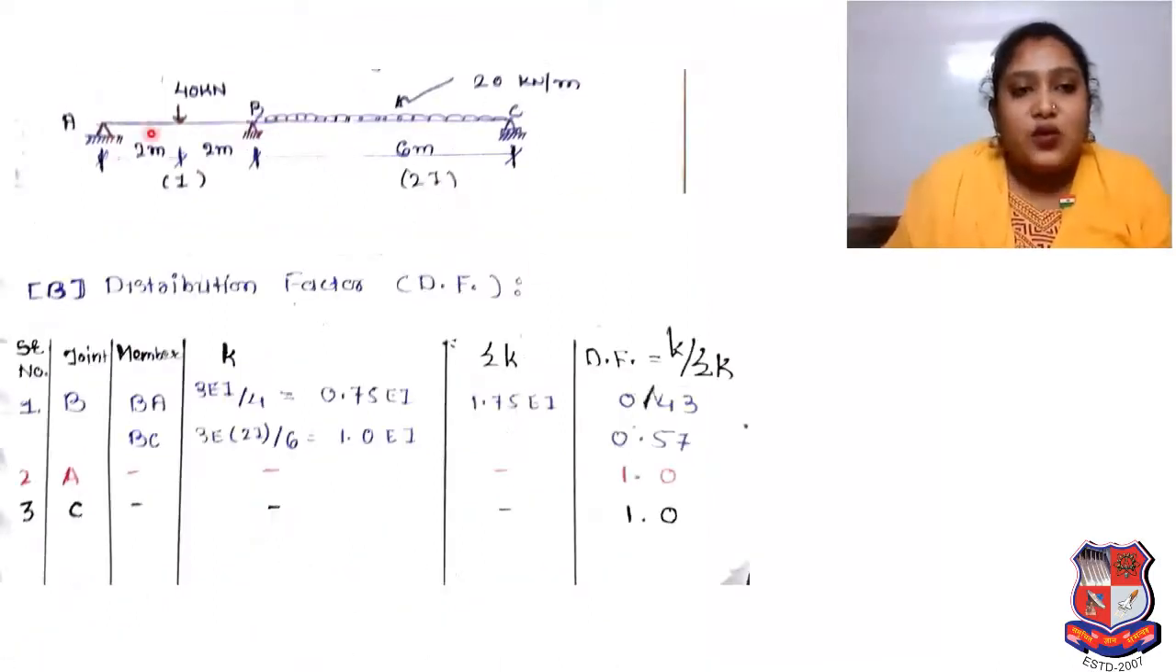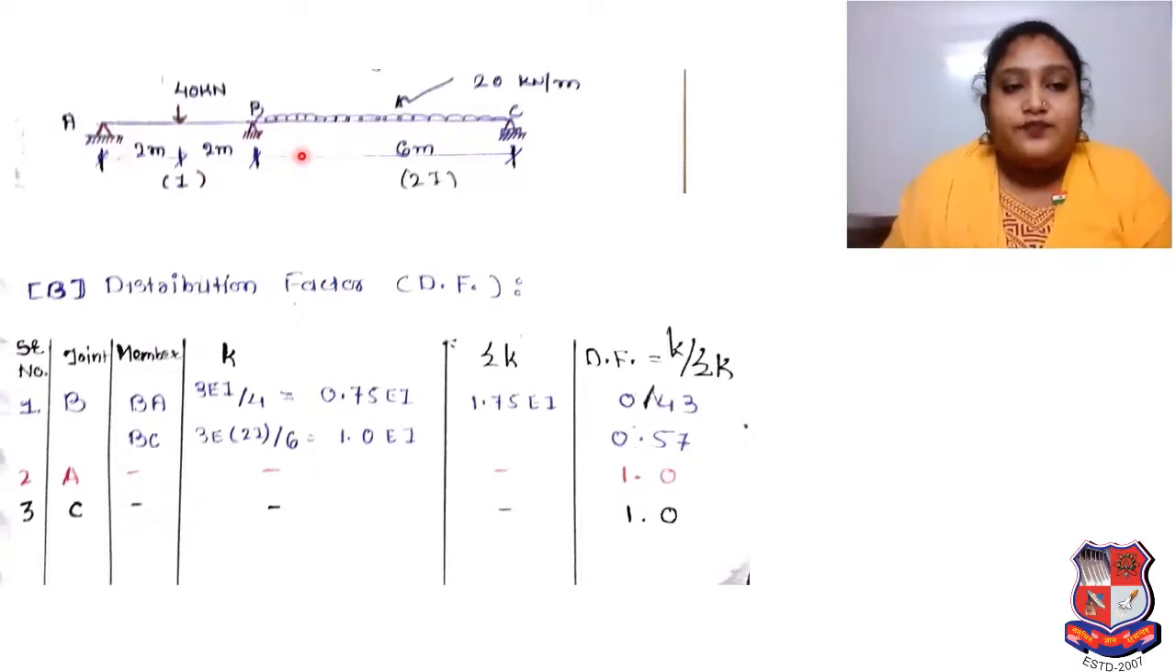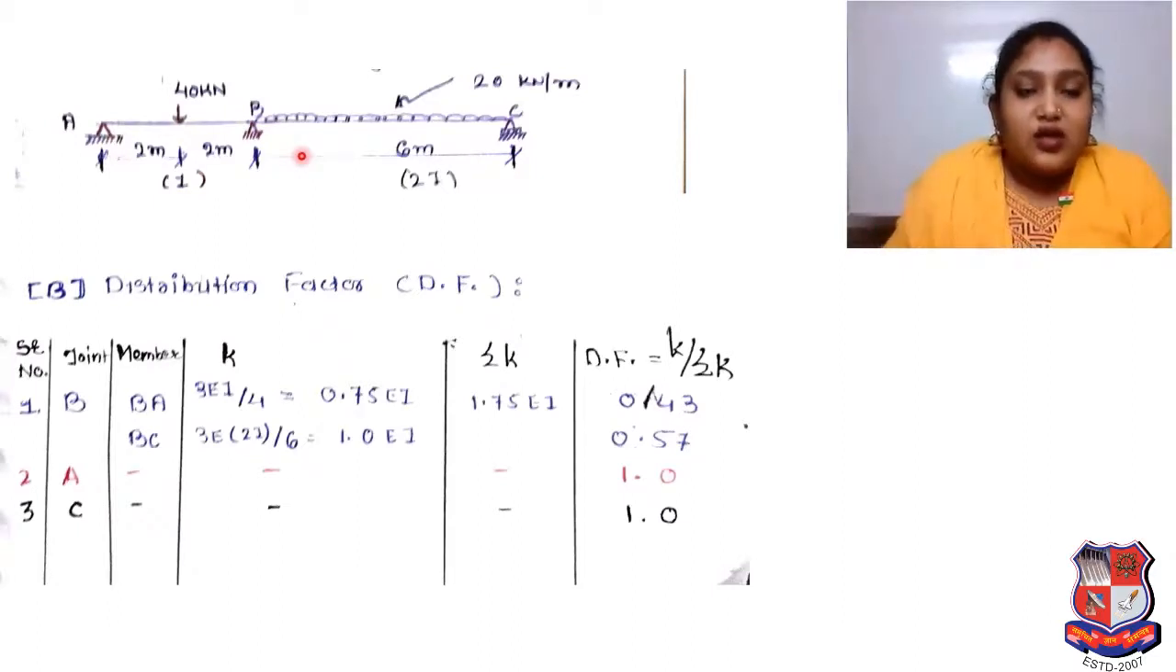Whatever beam was there, we carry forward here to understand. Now in the second step, what we have to do is find the distribution factor. As per the steps we have to prepare a table, so we will prepare the table. Serial numbers 1 to 3 are given. Why? Because we have three joints, A, B and C, but here we have written B, A and C.